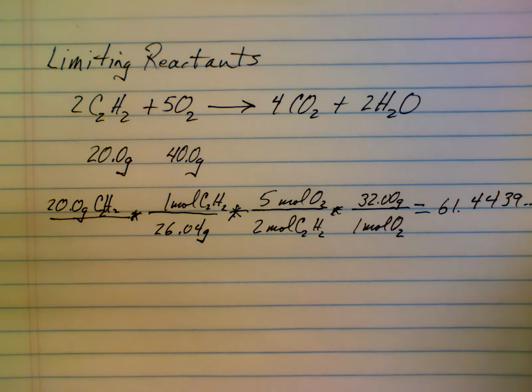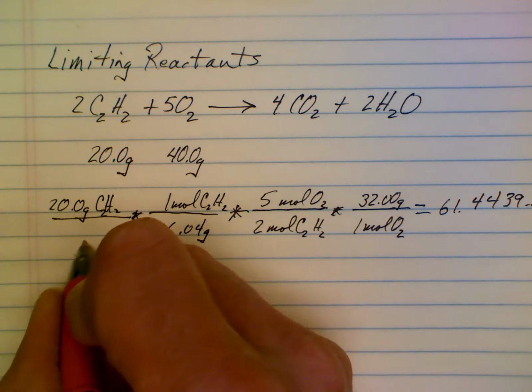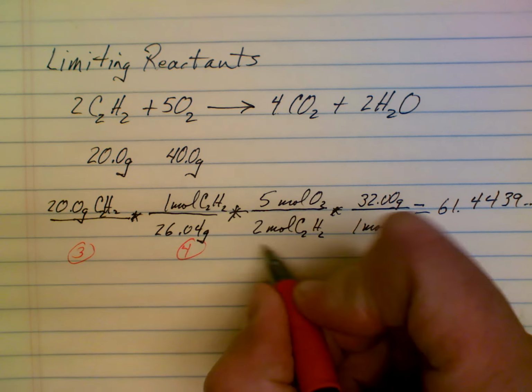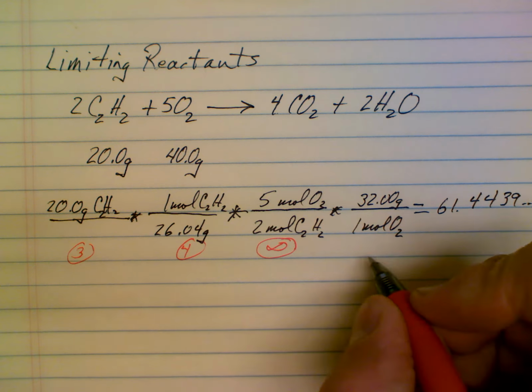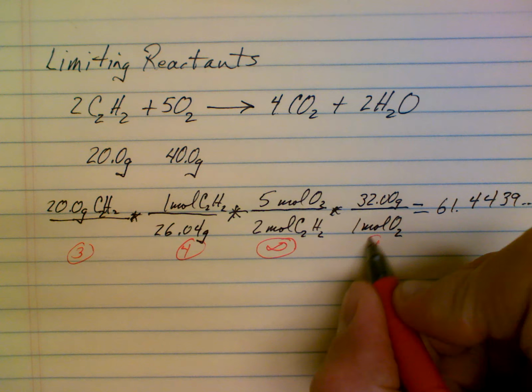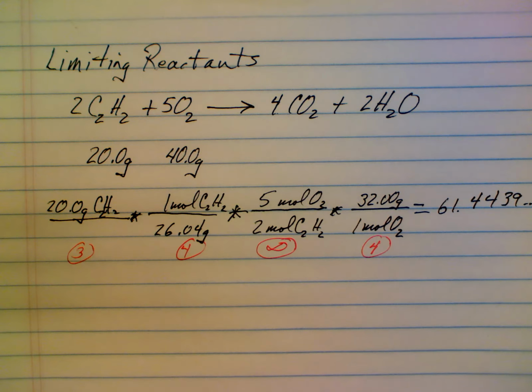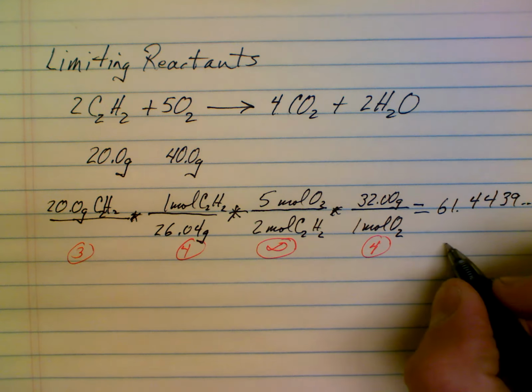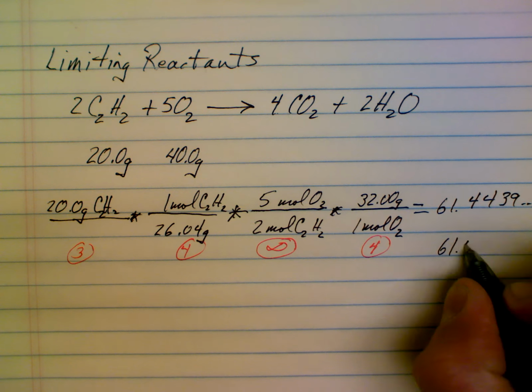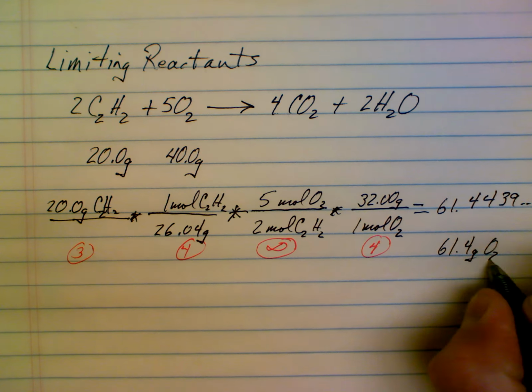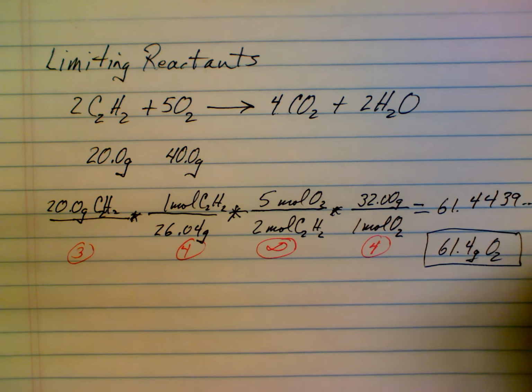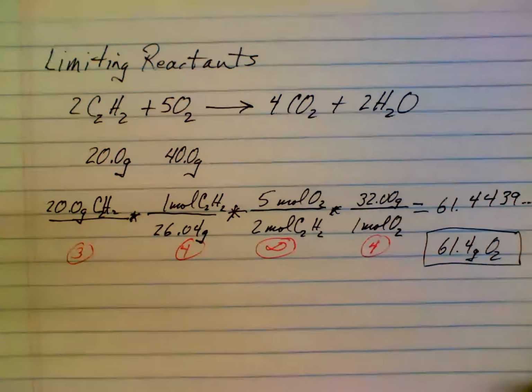So we have that, and then we just simply punch it in our calculators, and I get 61.4439 grams of oxygen. And again, we're going to go back to our significant figures. We can see here we have 3 significant figures, and here we have 4. Here we have an infinite number because of the exact relationship, and here we have 4 based on the masses that we were using. So we can only keep 3 significant figures here. So we have 61.4 grams of O2 as the number of grams of oxygen that would be needed.